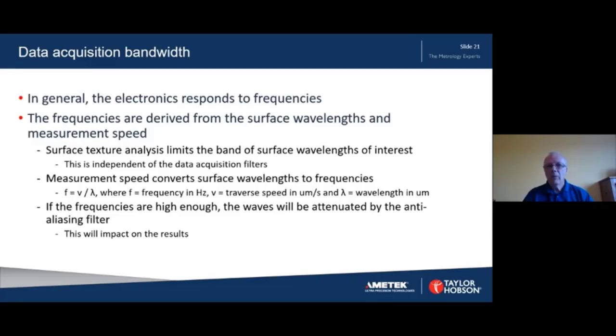The frequency resulting from a particular wavelength is calculated by the simple equation shown here, that F equals V over lambda, where F is the frequency in hertz, V is the traverse speed in microns per second, and lambda is the wavelength in microns. Just as an example, if we were to measure a 10 micron wavelength at 250 microns per second, or a quarter of a millimeter per second, then the frequency would be 25 hertz. Increasing the speed to 1000 microns per second, or 1 millimeter per second, would increase the frequency to 100 hertz.